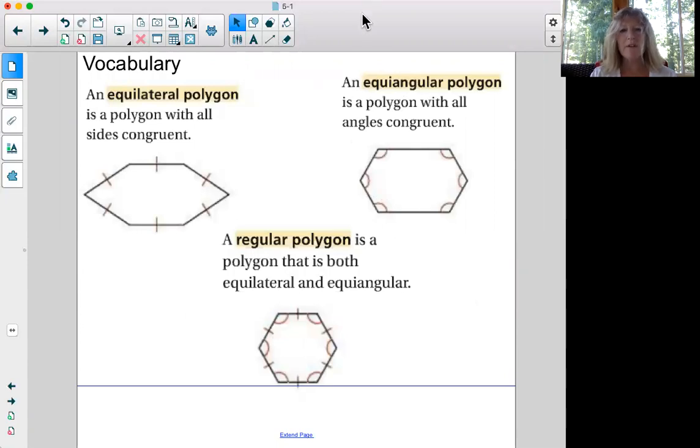Here's some vocabulary that's important for this section. You need to know an equilateral polygon is a polygon that has all congruent sides. The sides are all congruent to each other. An equiangular polygon is a polygon where all the angles are congruent to each other. And a regular polygon is a polygon that has all of that going on. All the sides are congruent to each other and all the angles are congruent to each other. That's going to be a very important definition for this video, and also when we get to area formulas in the future.